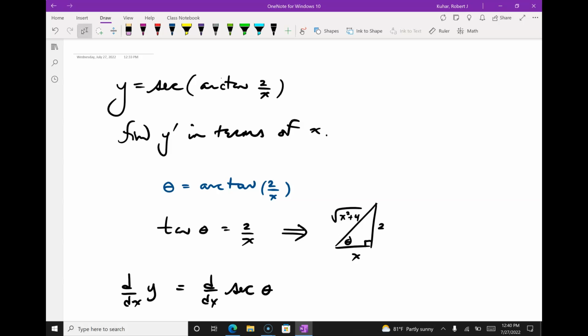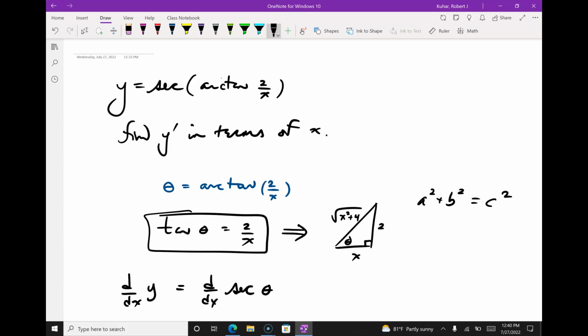If I have an inverse trig, I have a theta, which means I have a trig, right? So here's my trig. And I know the ratio of tangent is opposite over adjacent, so 2 over x. And then I use Pythagorean theorem to find the other side, right? A squared plus b squared is c squared. So 2 squared plus x squared is equal to c squared. So 4 plus x squared is equal to c squared. So c is square root of 4 plus x squared. Right?